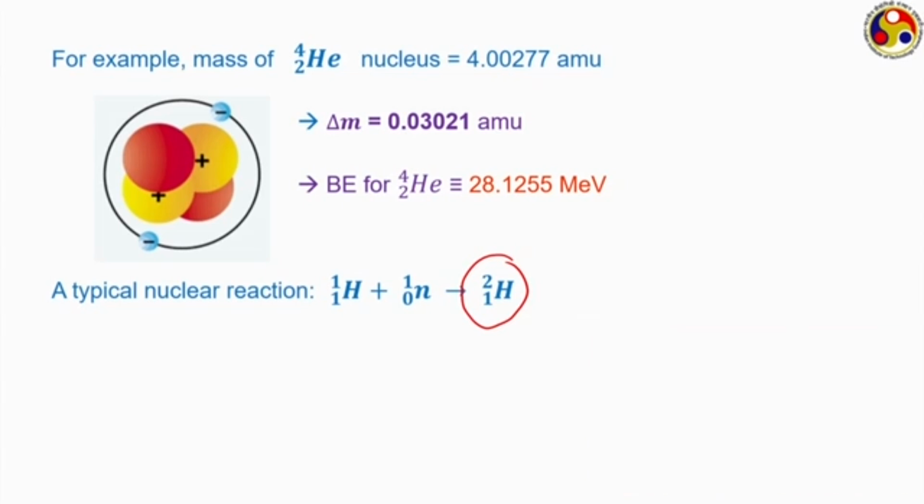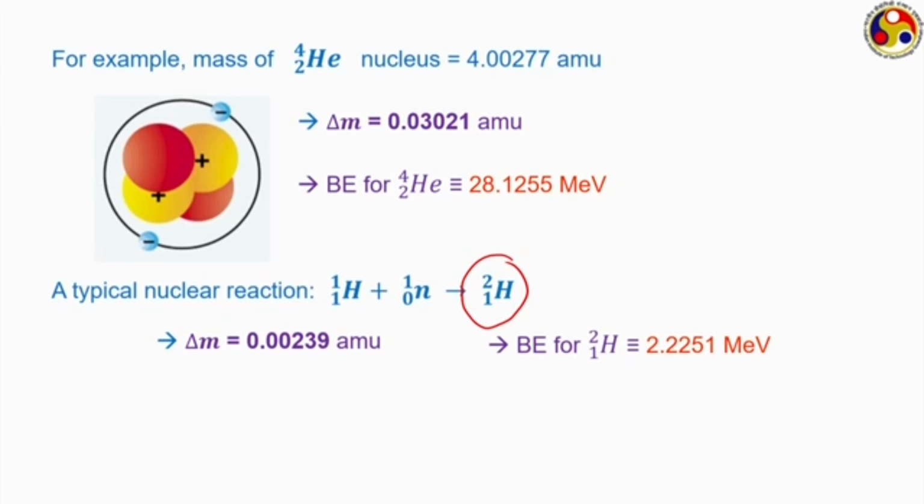If we put the measured mass of hydrogen and deuterium here, and also the mass of the neutron, then this nuclear reaction is associated with a mass defect of 0.00239 AMU and a binding energy of 2.2251 MeV. So, if we want to break this deuterium, we need to supply this 2.2251 MeV of energy.